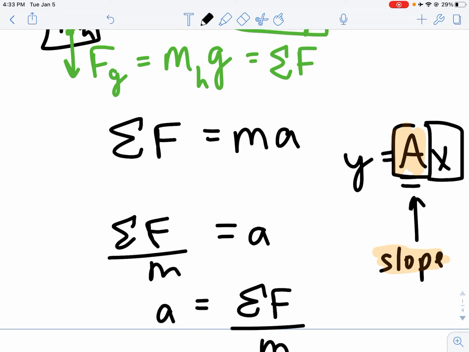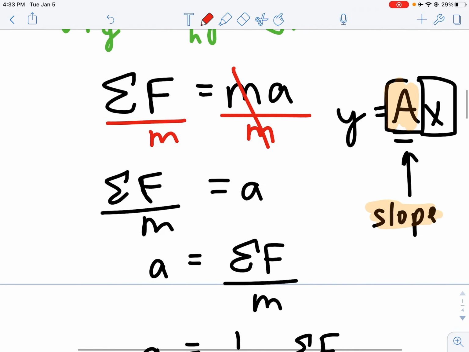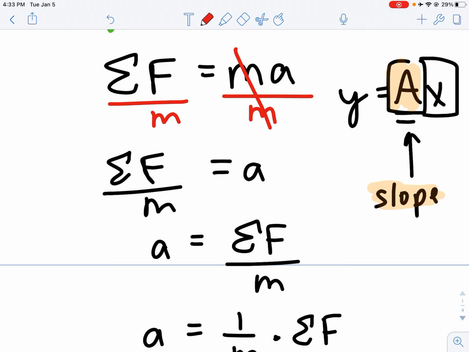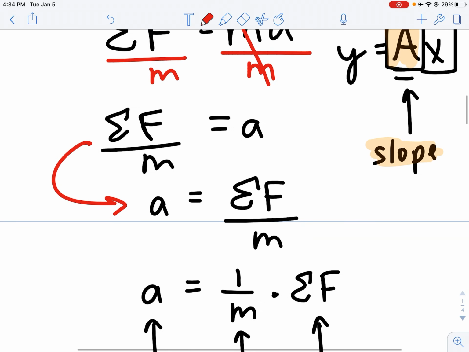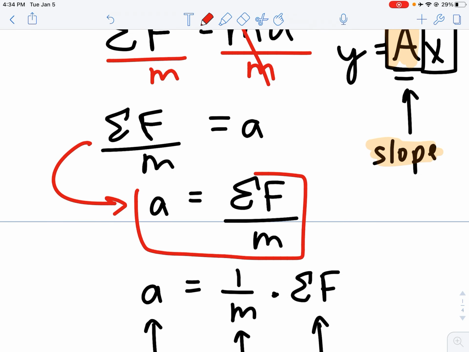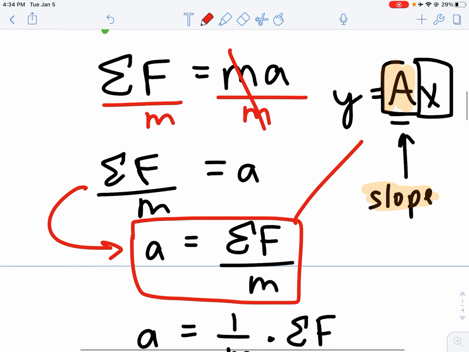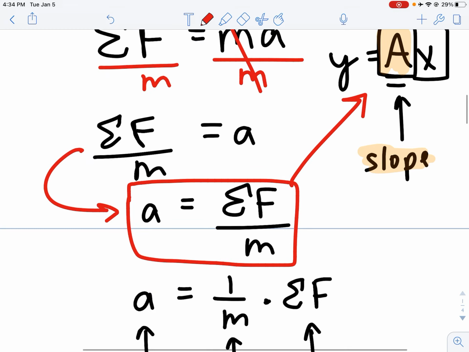Well, let's use a different color. So we're going to divide each side of the equation by m, right? And now the right side is left with a, and the left side is f over m. Now I'm going to flip the equation around right here just so a is on the left-hand side of the equal sign. And now it still does not look like y equals ax, right? I think ax, a multiplied by x, slope times x, it doesn't look like that.